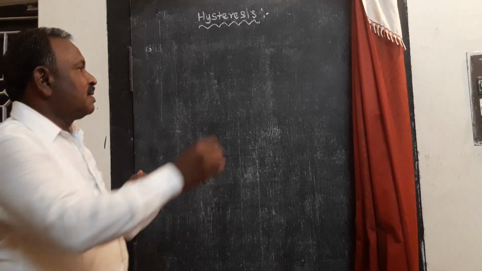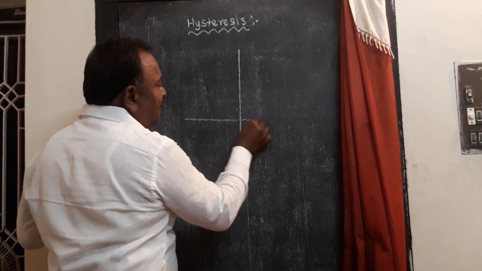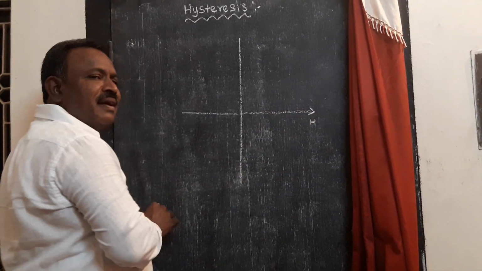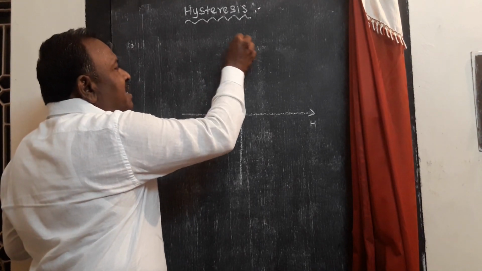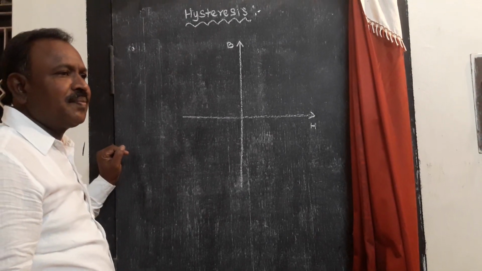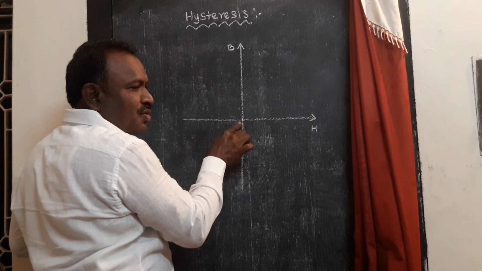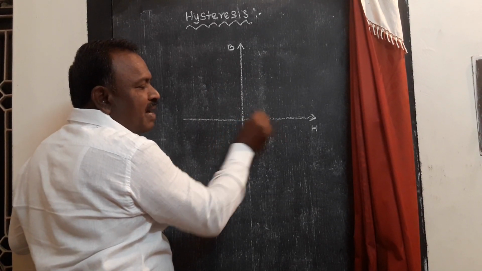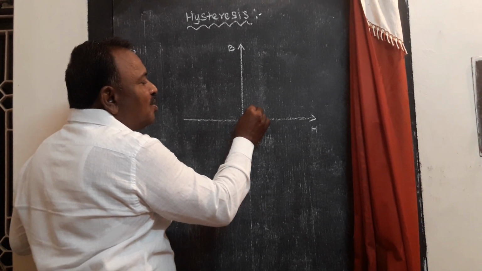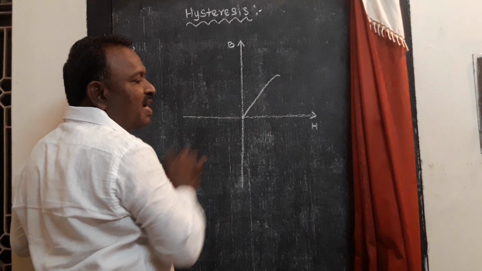So let us plot a graph, taking the magnetizing field along the x-axis and magnetic induction along the y-axis. When the magnetizing field is 0, magnetic induction is also 0. As I increase the magnetizing field, magnetic induction also increases and reaches its maximum value.